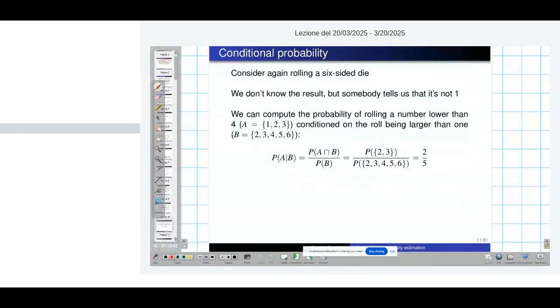Here I have an example of conditional probability. We roll a die and somebody looks at it and tells us it's not 1, but doesn't tell us anything else. So what is the probability that it is lower than 4, so 1, 2, or 3, given that it is greater than 1? It's the probability conditioned on B, and this intersection, 2 and 3, divided by the probability of B. The probability of the intersection is 2 over 6. The probability of B is 5 over 6. So the result is 2 over 5.